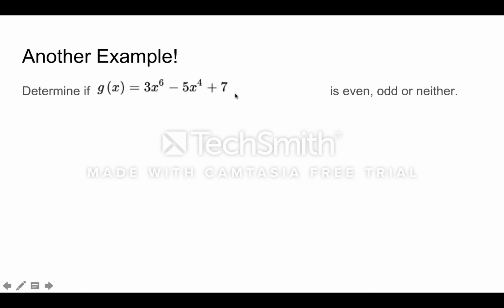What's my exponent here? No, it's not 1. You're thinking it's 1. It's not. How many x's do I have here? I don't have any. That's x to the 0 power. 0 is an even number. This has all even exponents. I bet it's going to be an even function.